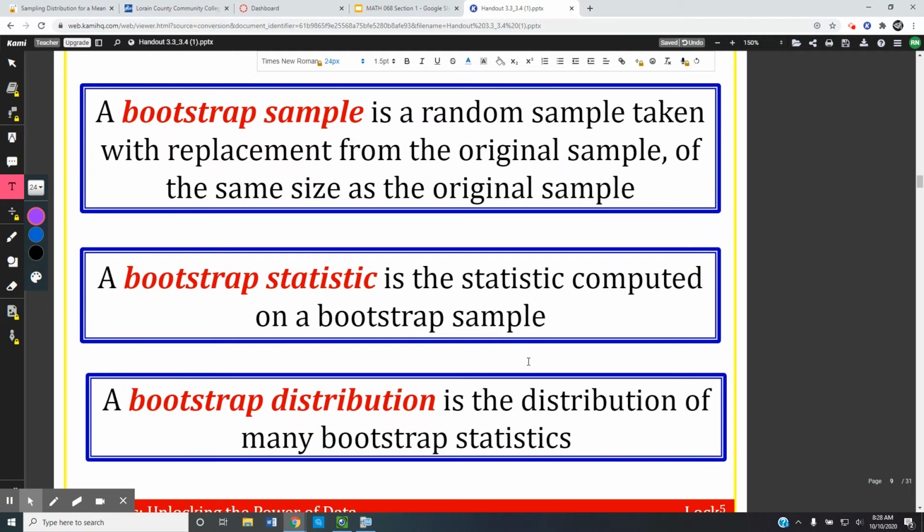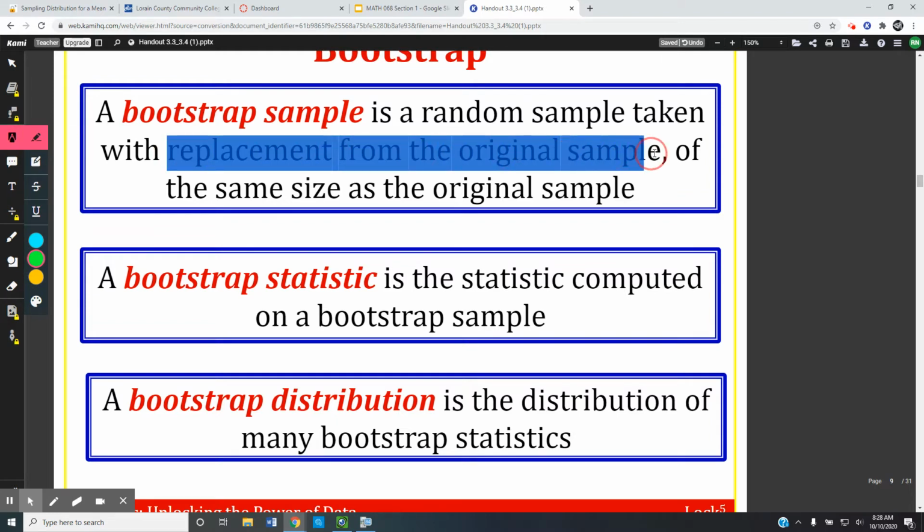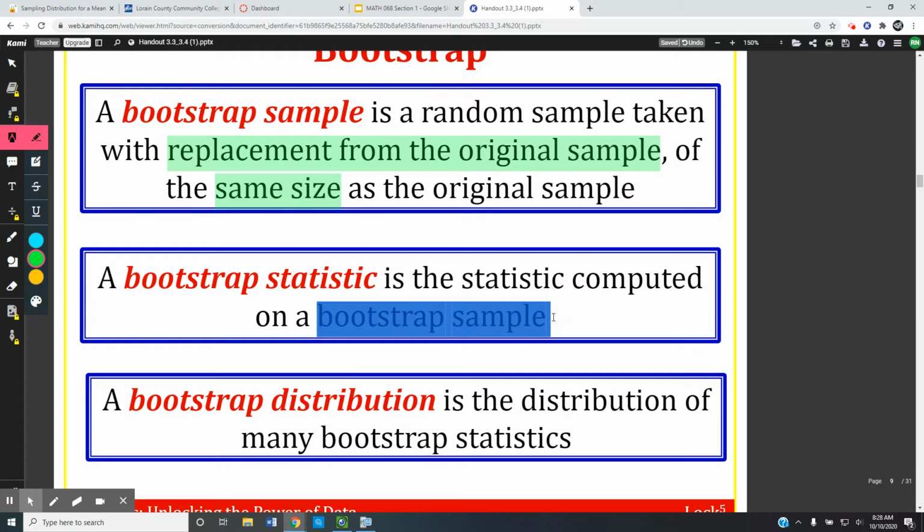A bootstrap sample is a random sample taken with replacement from the original. So we want replacement from the original sample, of the same sample size. Those are the 2 key pieces of orientation you have to have. A bootstrap statistic is the statistic computed on a bootstrap sample. When we take a bootstrap statistic, it comes from a bootstrap sample.